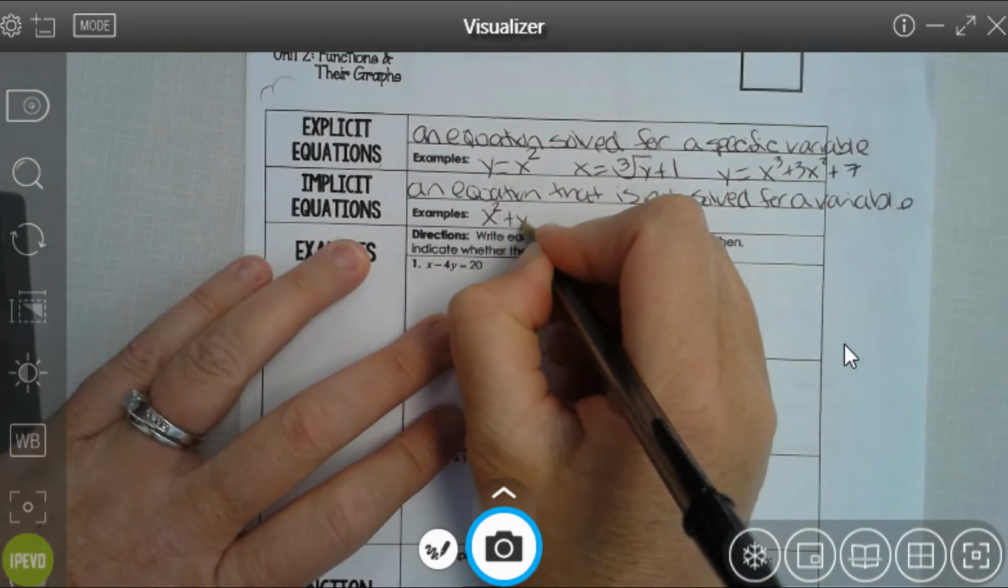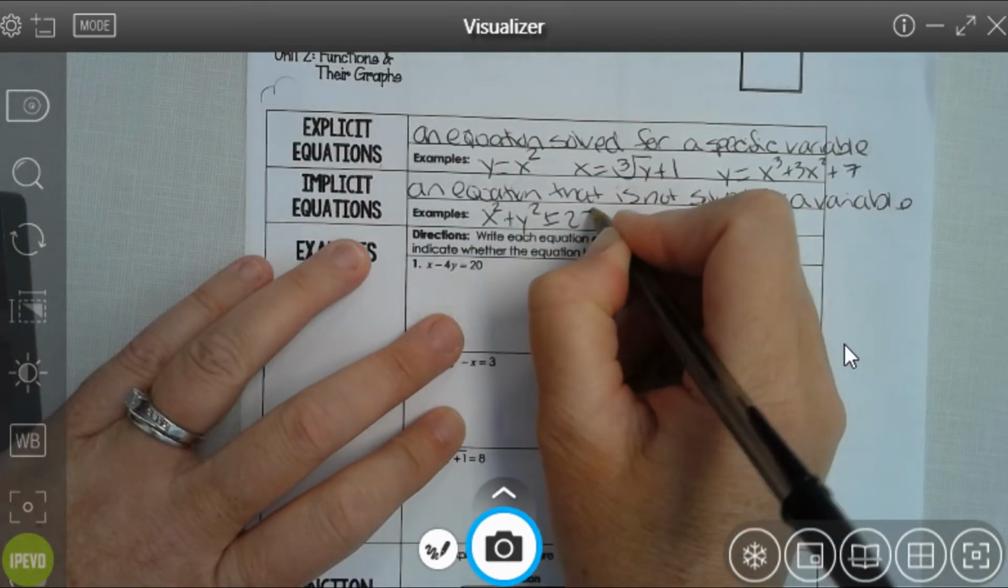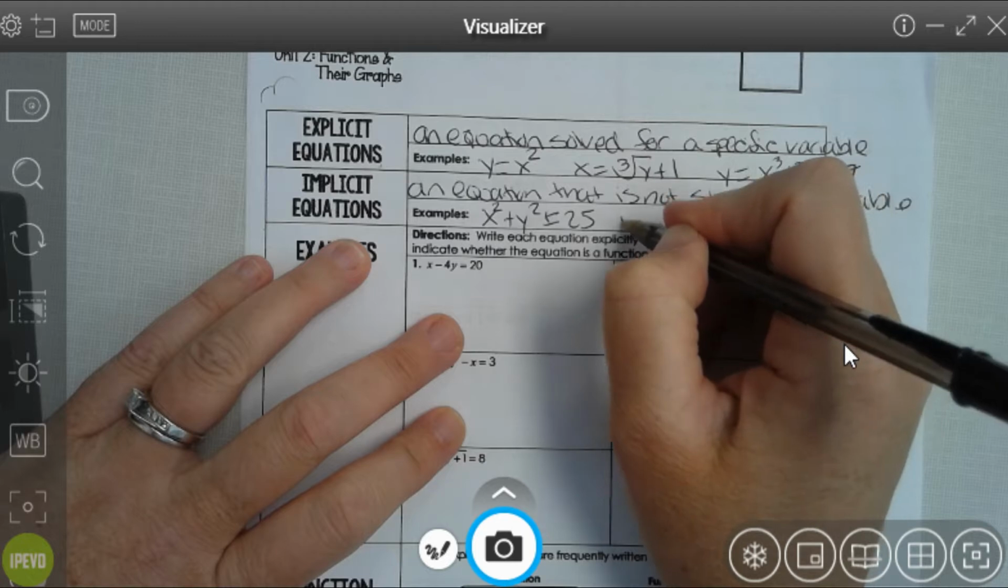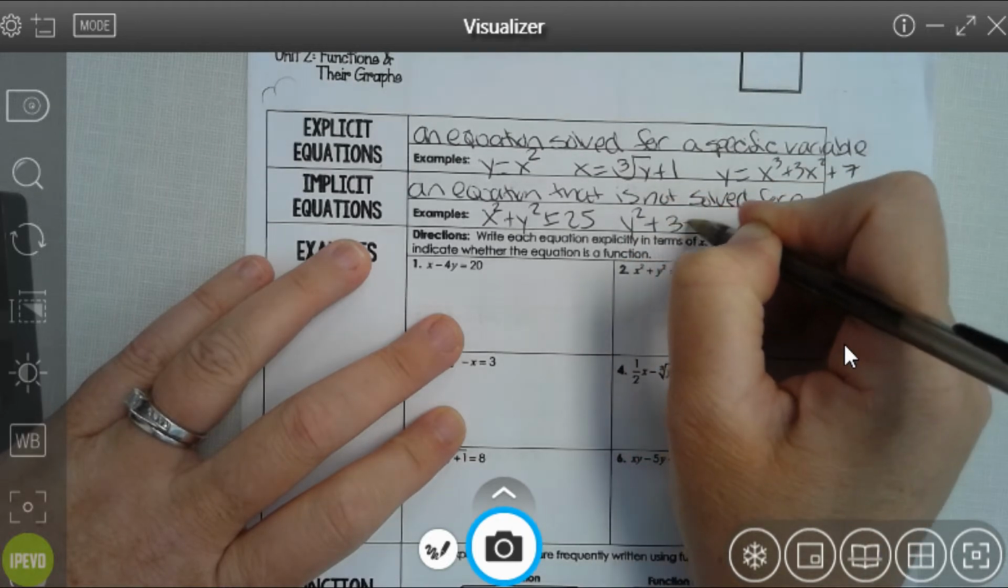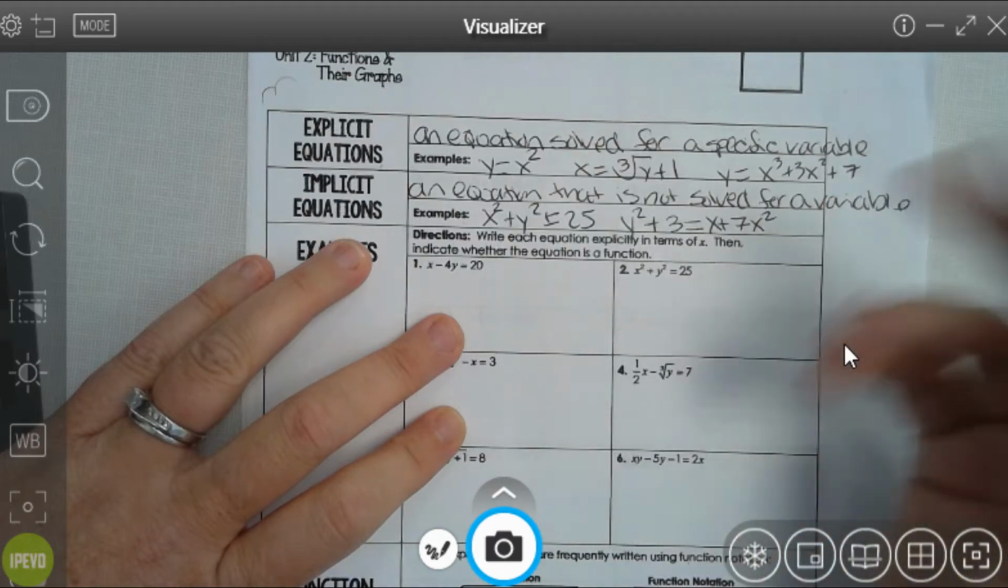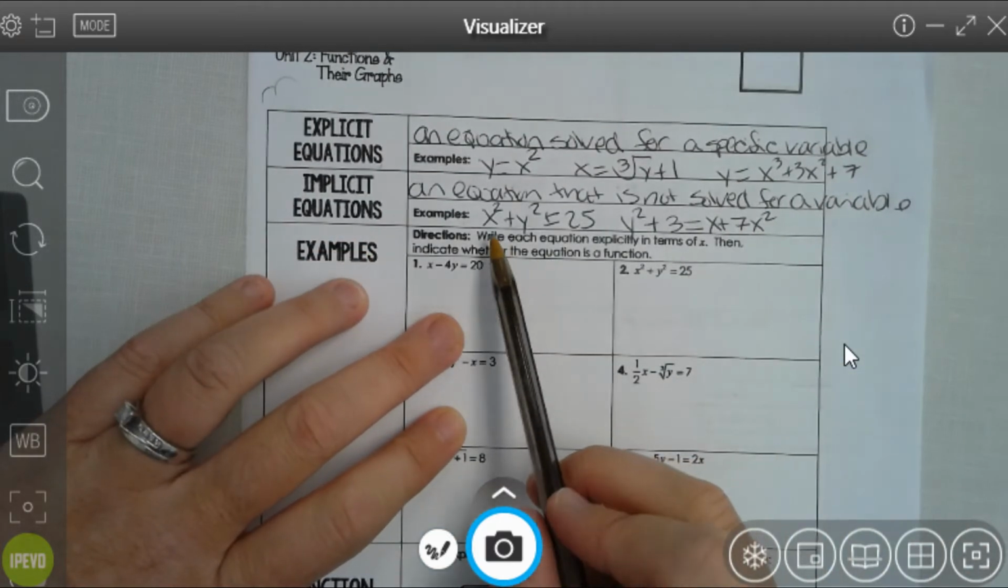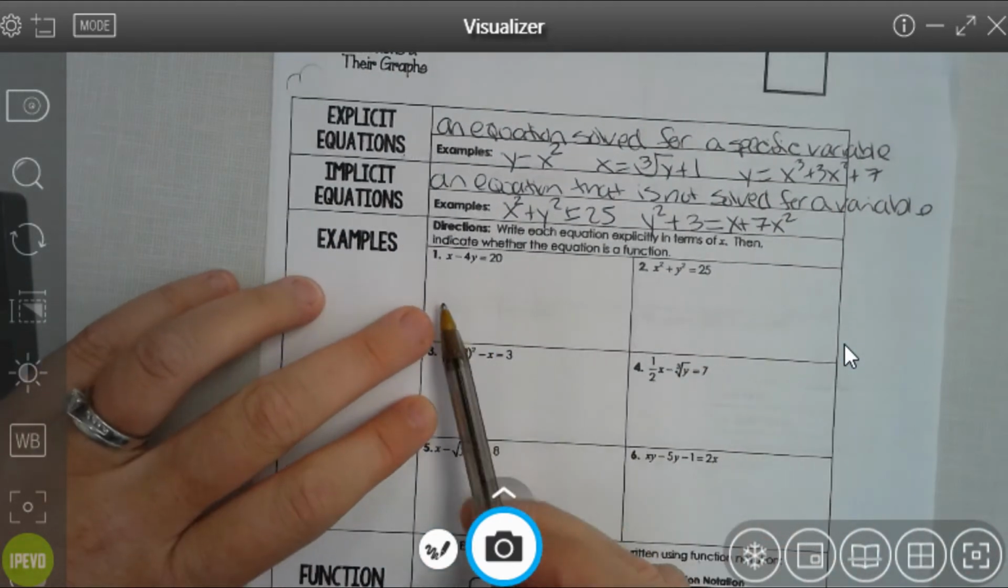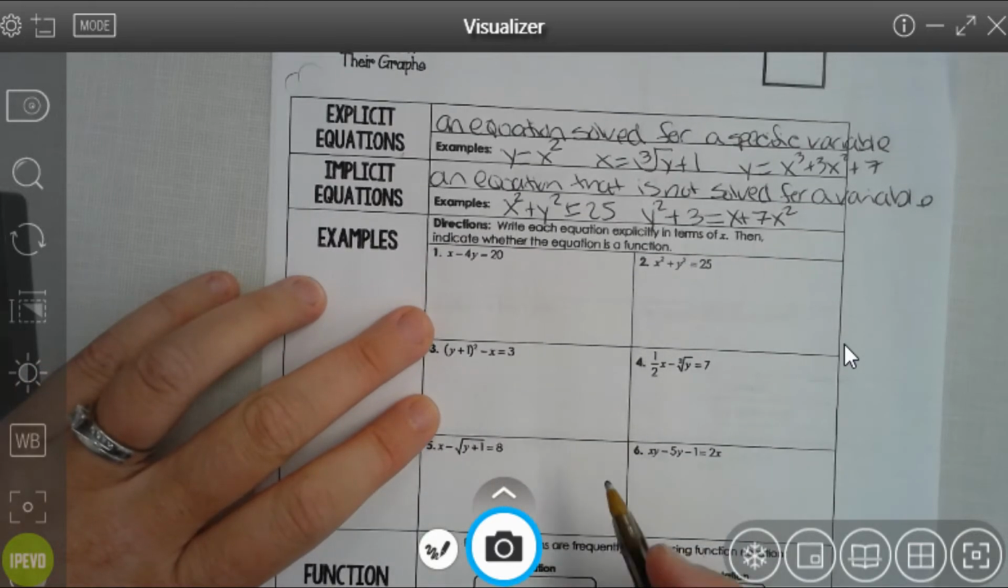So you could have like x squared plus y squared equals 25. That's an equation of a circle. You could have y squared plus 3 equals x plus 7x squared, and so on. So if one variable is not by itself. So down here, we're just going to practice solving for y.